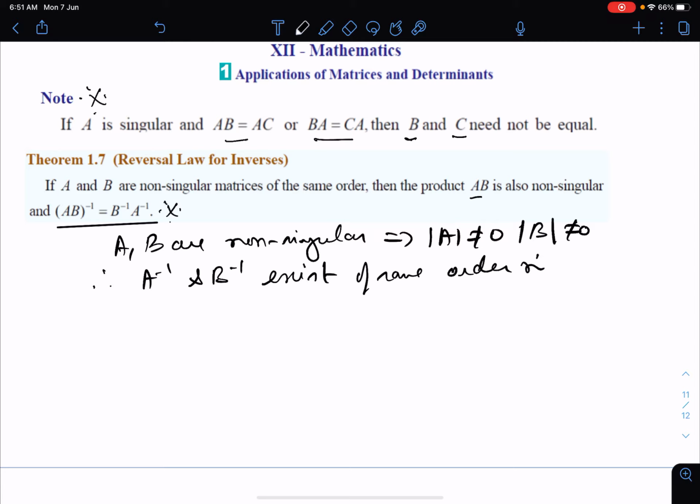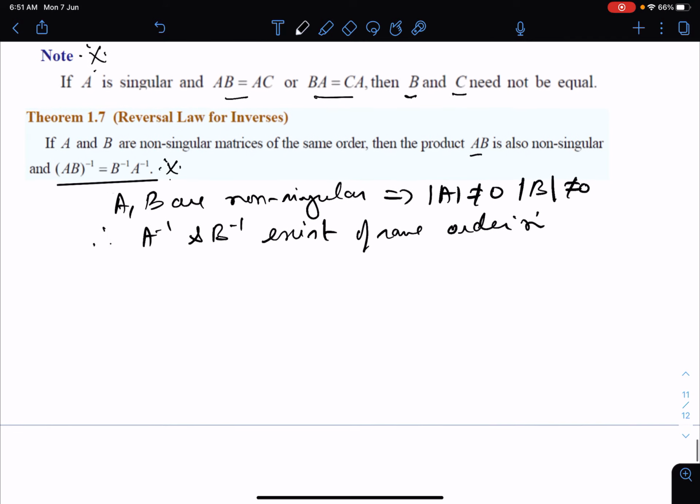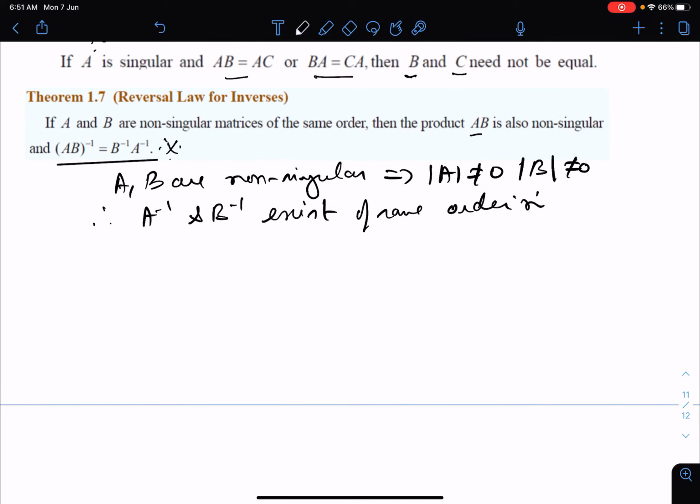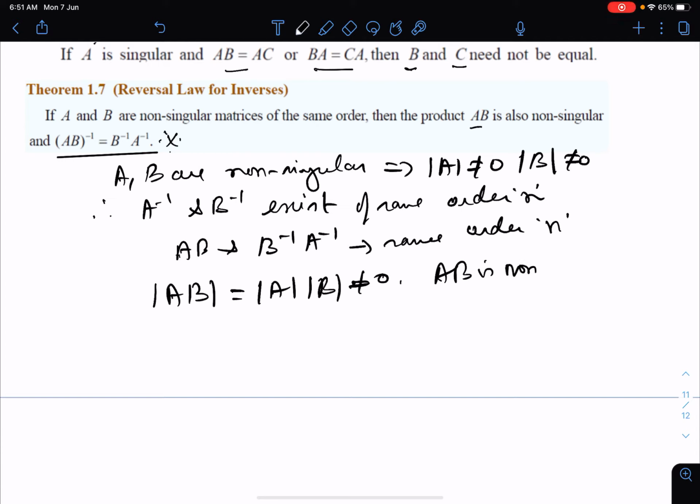Say n. Then the products AB and B inverse A inverse can be found and they are also of order n. Using the product rule for determinants, determinant AB equal to determinant A into determinant B, that is not equal to 0. So AB is non-singular. If the determinant is not equal to 0, only then are they non-singular.